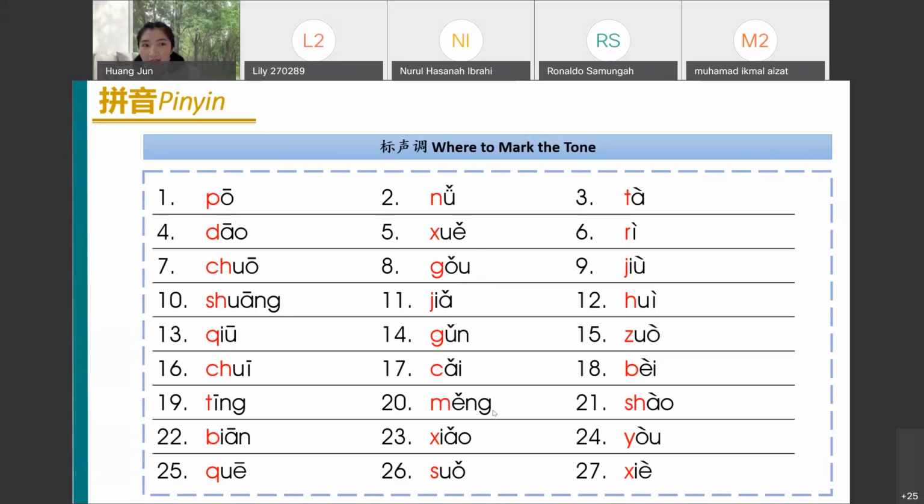猛. What is the final? Not ng. Yeah, after the initial, all those parts count as the final, right? So it's eng together. Then question number 22, 边. What is the final here? 边. Okay, very good. We already caught it. So after the initial, they are final.